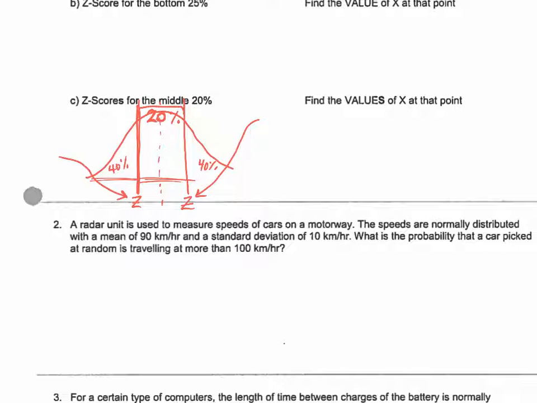They're symmetrical, except one will be negative because it's on the left of the mean, and one will be positive because it's on the right. They're the same distance away from the mean, just one's on the negative side and one's on the positive.